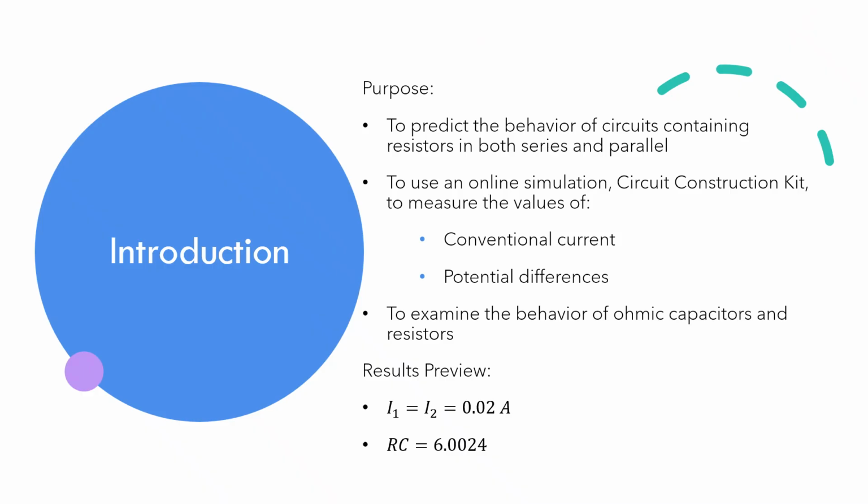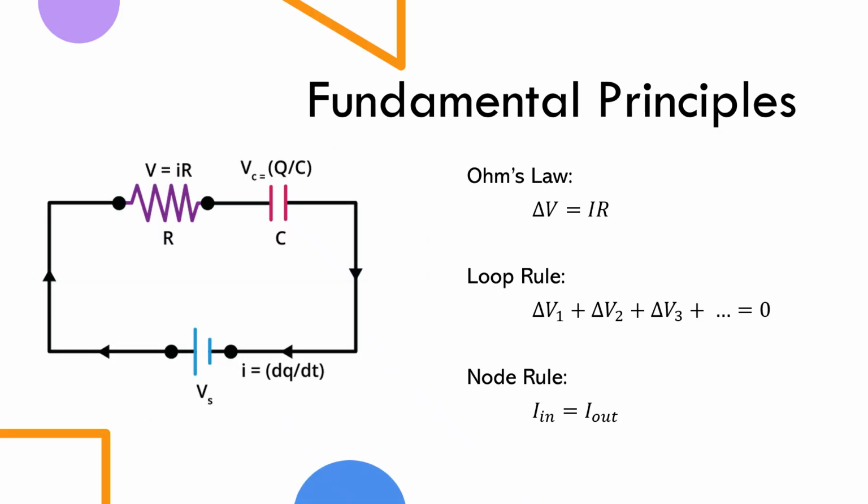So the purpose of this lab was to predict the behavior of circuits containing resistors in both series and parallel, and then we used an online simulation, the Circuit Construction Kit by PhET Colorado, I believe, to measure the values of conventional current and potential differences. And then we also examined the behavior of ohmic capacitors and resistors. And just a little results preview, we found our current to be 0.02 amps, and we got a time constant of 6.0024.